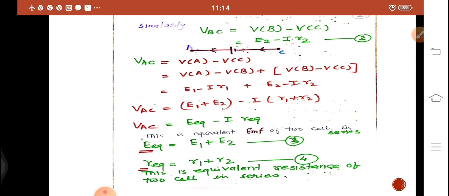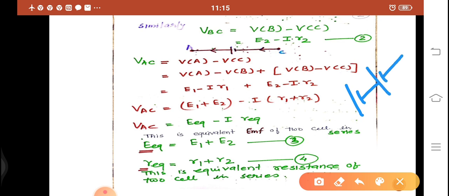This becomes an equivalent battery. VAC is equal to E equivalent minus I R equivalent. So E equivalent will be E1 plus E2 and R equivalent will be R1 plus R2. Remember, in this case the cells are like this: the negative terminal of the second cell is connected with the positive terminal. So therefore E1 plus E2.